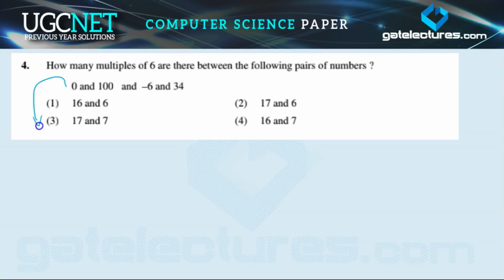Now write down all the multiples of 6. First is 0. 0 is a multiple. Now 6 is a multiple in the range of 0 to 100.